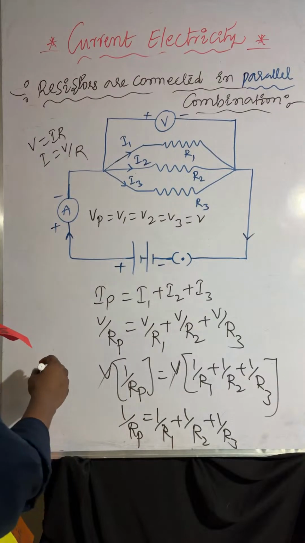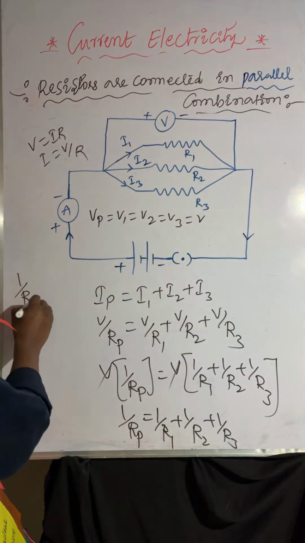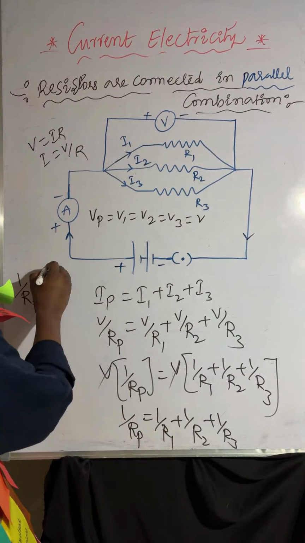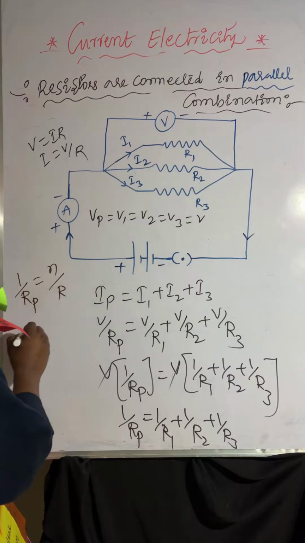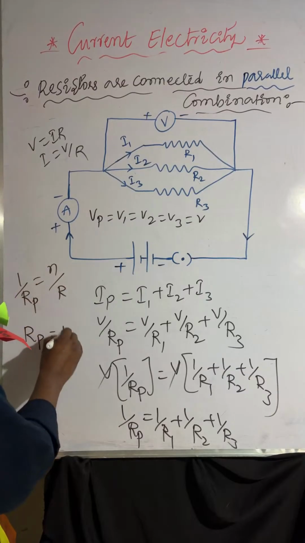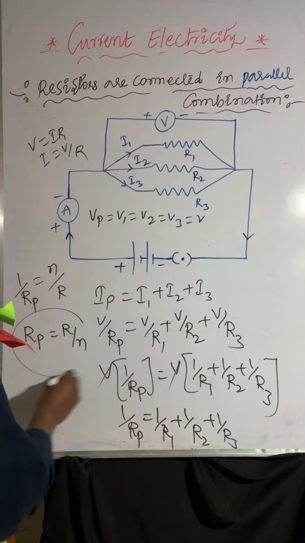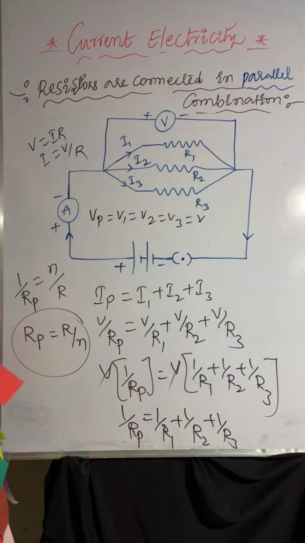If N resistors of equal value R are connected in parallel combination, then it is N by R, so Rp equal to R by N. Rp equal to R by N. Understood or not? This is very, very important.